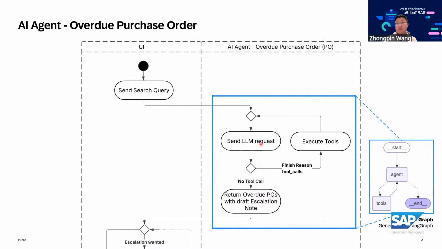This part, once it gets an LLM call, tries to execute all the tools if the LLM requires it, and then goes back to the loop. If it needs additional requests to be sent to the LLM, the LLM takes the request, executes the tool, and so on and so forth, until the LLM decides that there is no more additional tool required for the task. Now we reach the end. In our case, the LLM will just return you a list of overdue purchase orders with the drafted escalation notes generated.